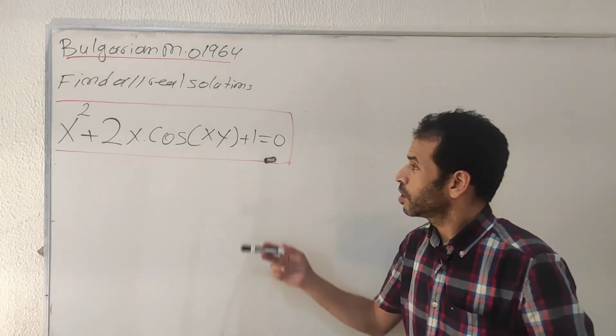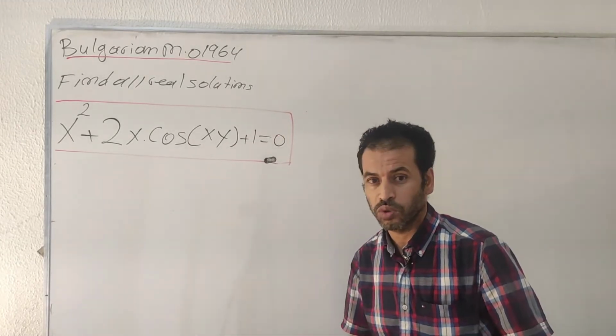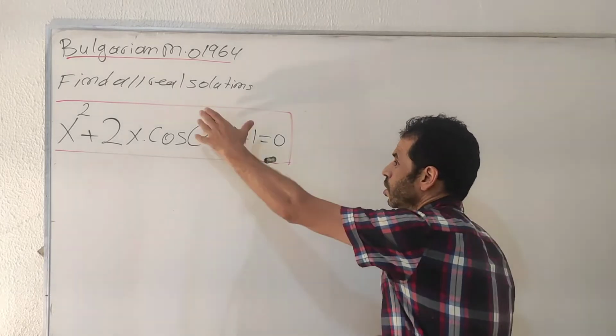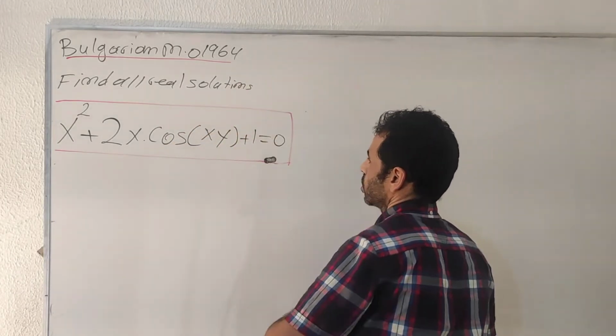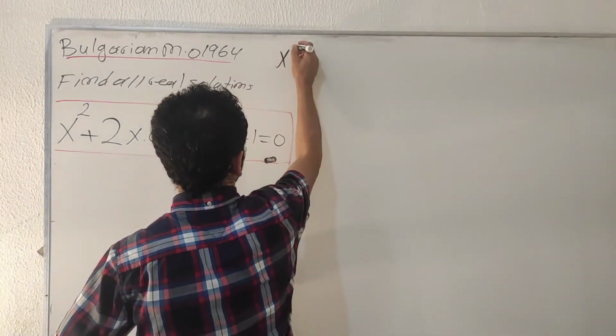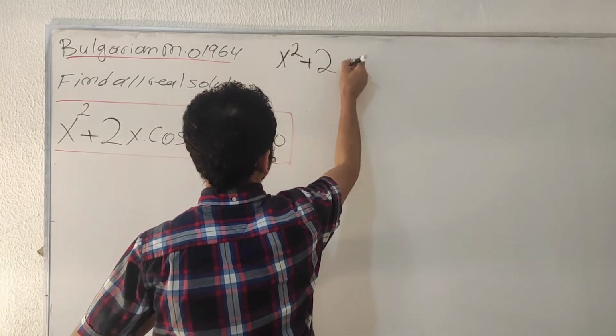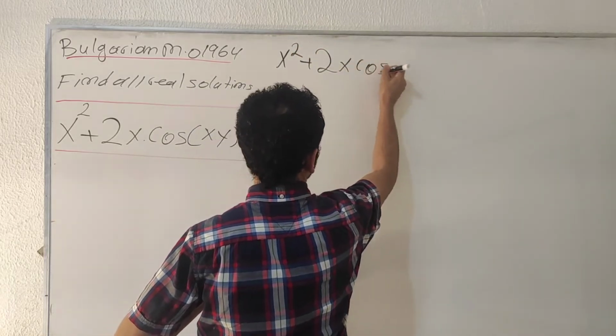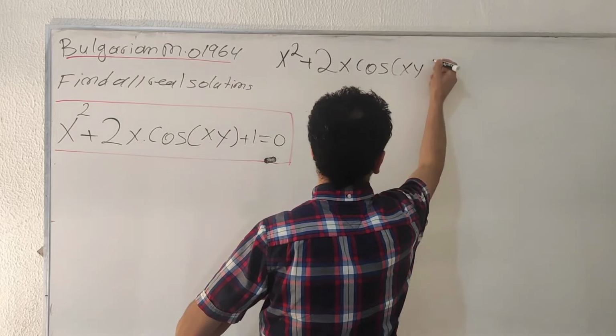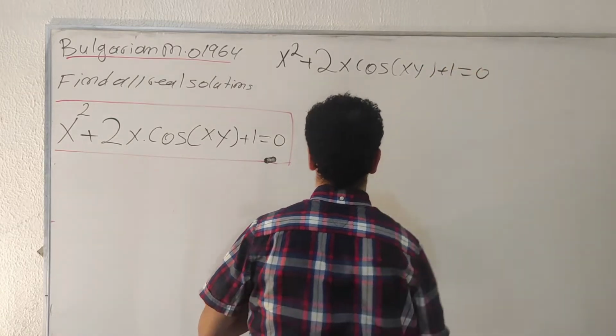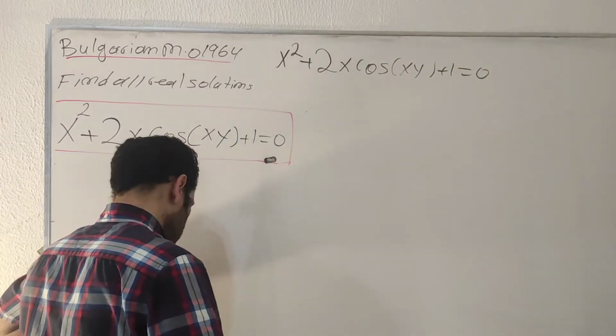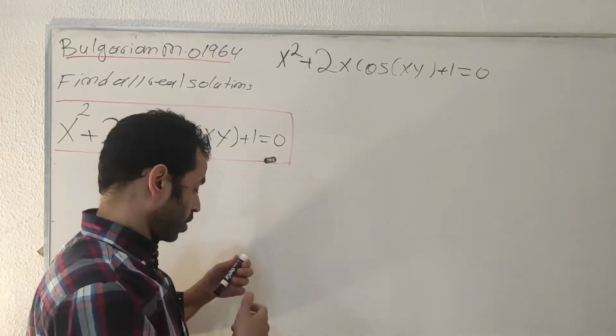Anyway, now let's go straight to the solution to see how to tackle this one. Let's write this equation as I have it here. We get x squared plus 2 times x multiplied by cosine of xy plus 1 equals 0. Sorry, it seems I'm running out of ink.